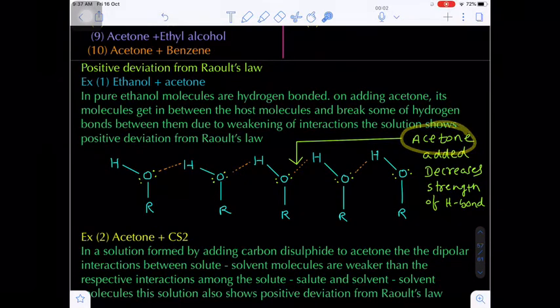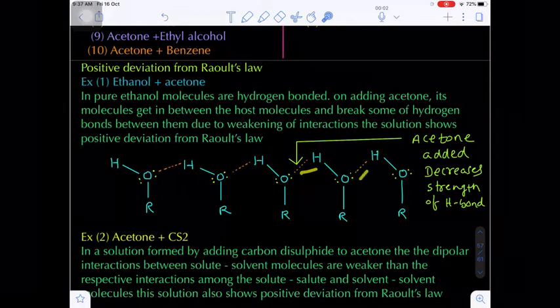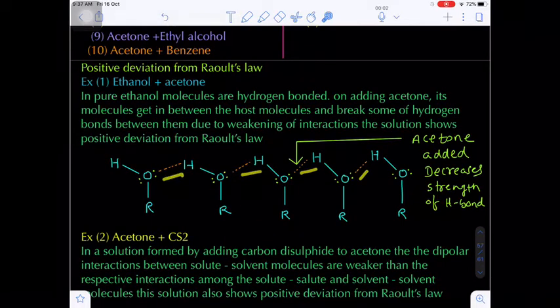Now, what am I adding to the alcohol? I am adding acetone. When acetone is added, what happens? It will break the hydrogen bonding already present in the pure alcohol molecules. When the acetone is added to the pure alcohol, what happens?